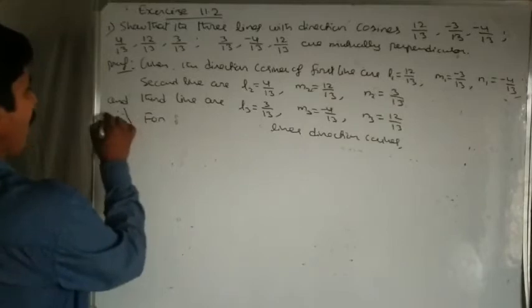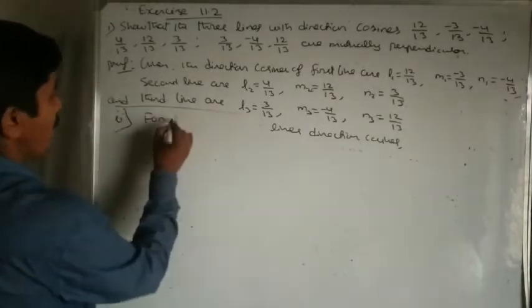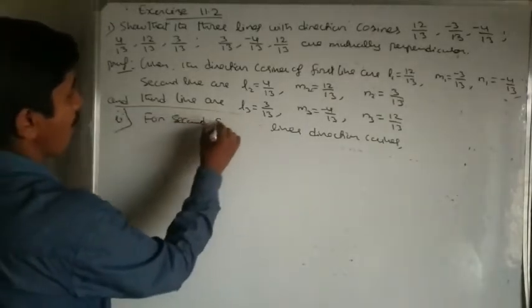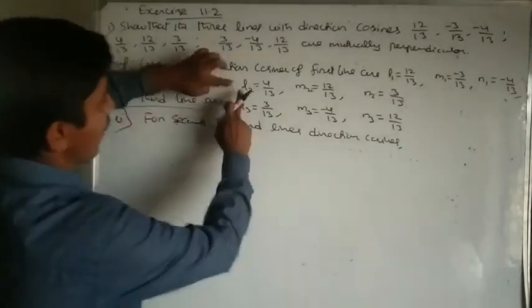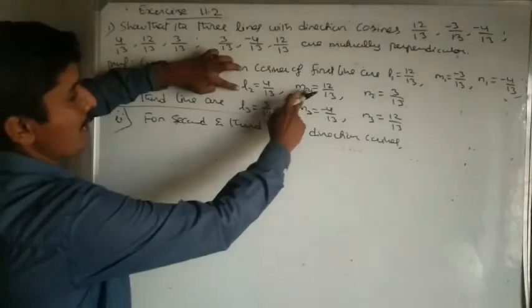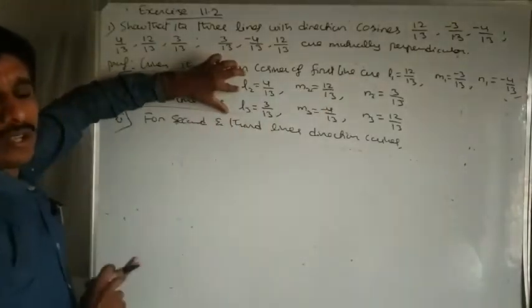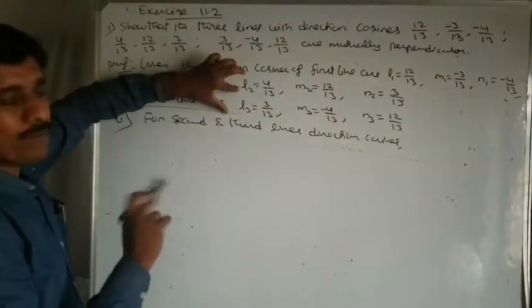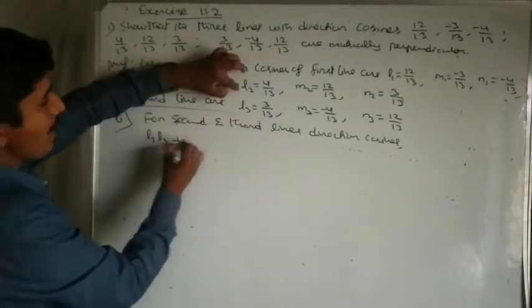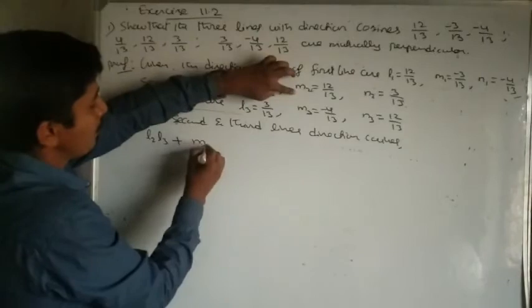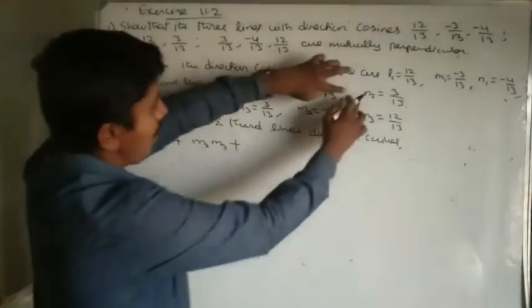Second one, continue, next one, continue. For the second and third lines, the direction cosines of the second line are denoted L2, M2, N2, and of the third line L3, M3, N3. Therefore, here I am taking L2 into L3 plus M2 into M3 plus N2 into N3.